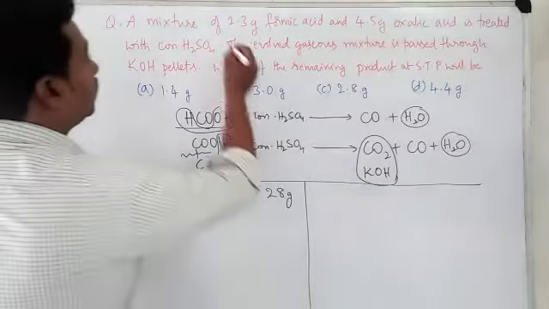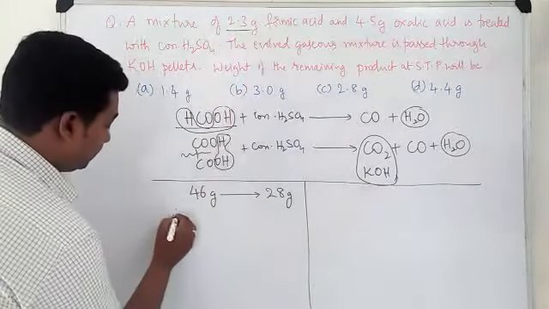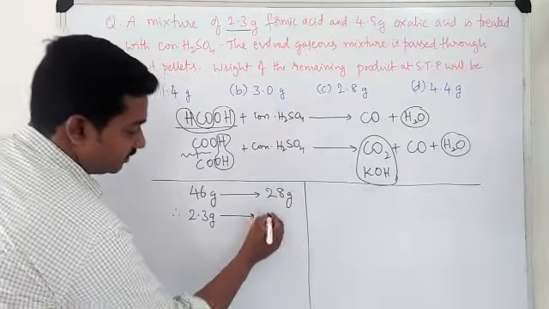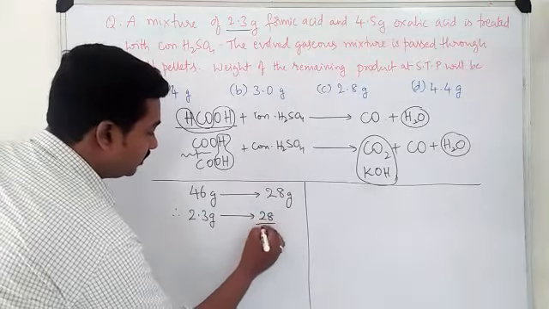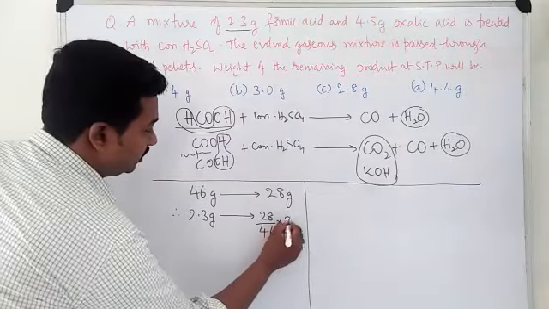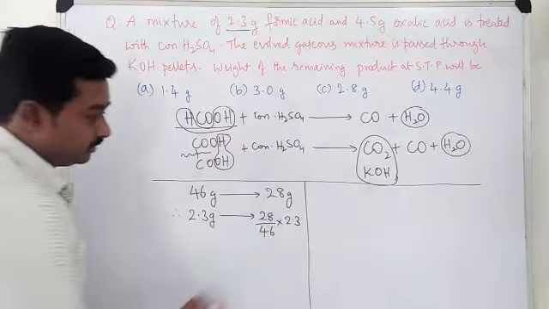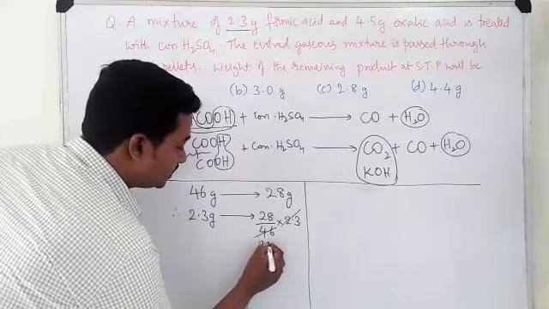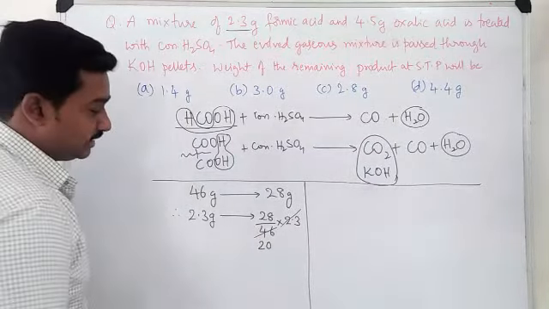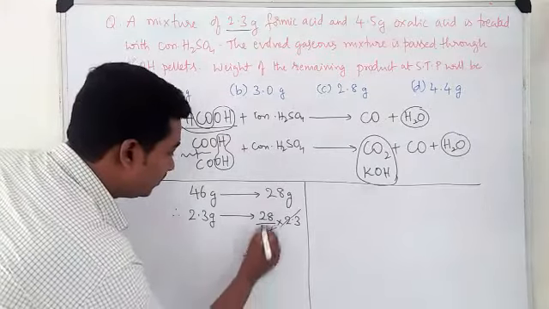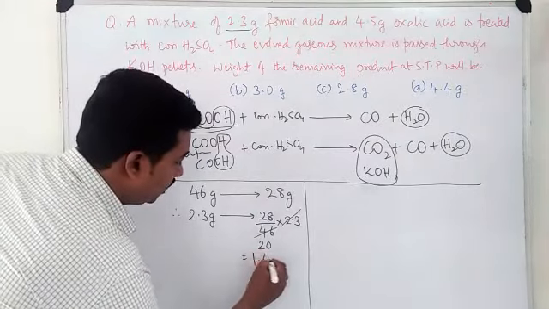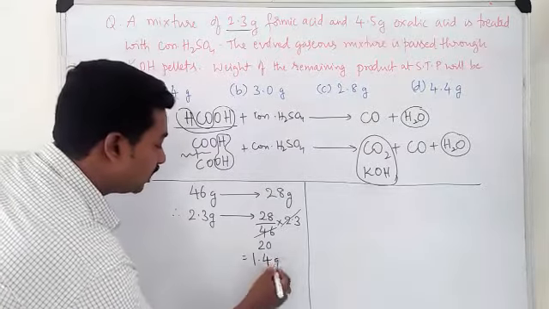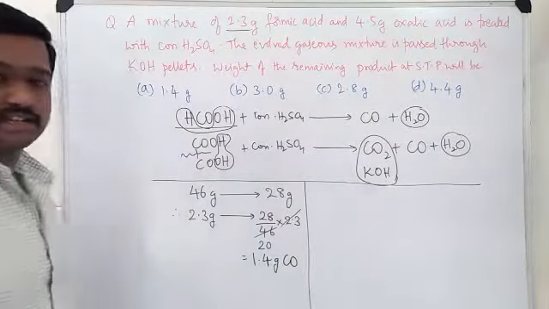Therefore, 2.3 gram gives how much carbon monoxide? It is 28 by 46 into 2.3. From this ratio, it is clear that 2.3 and 46 cancel 20 times, and we get 1.4 gram CO in the first reaction.